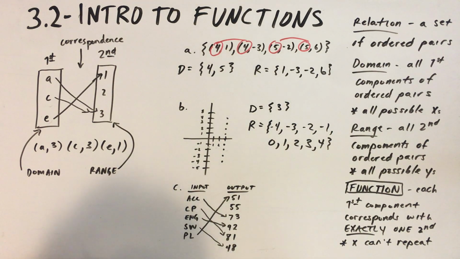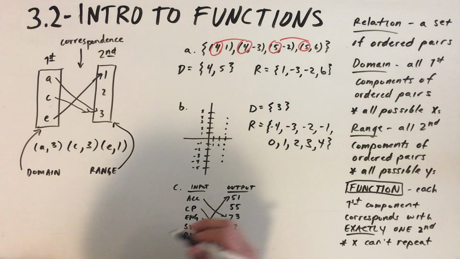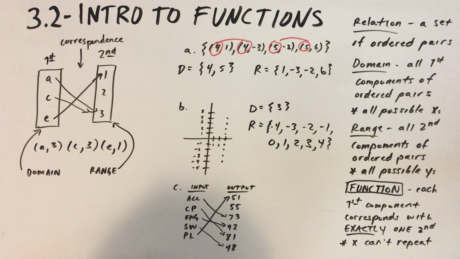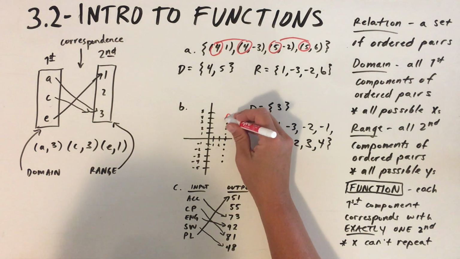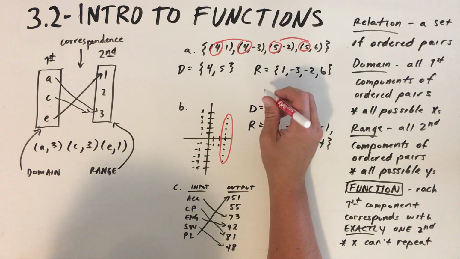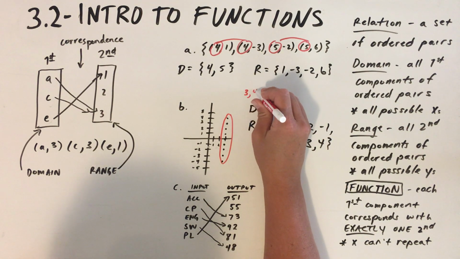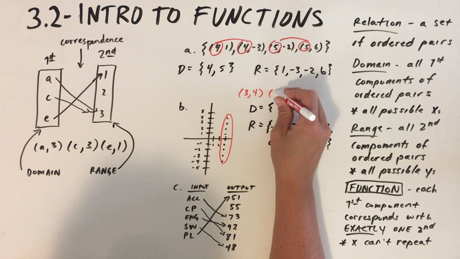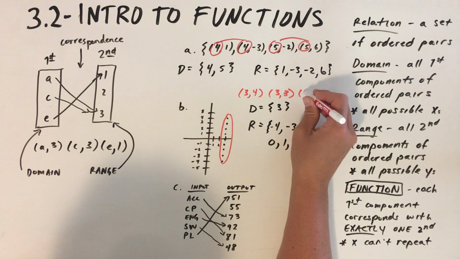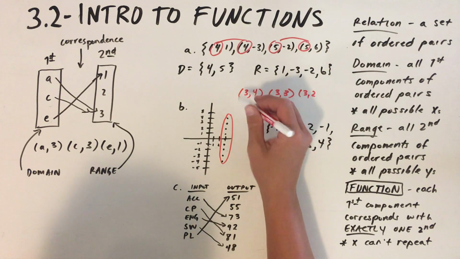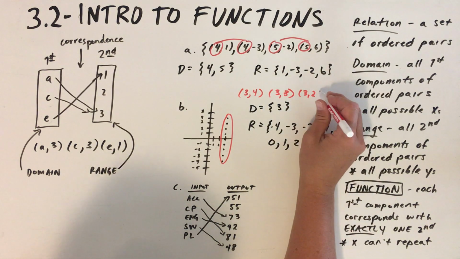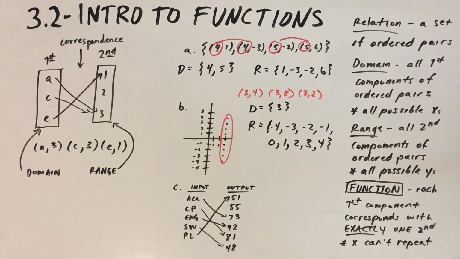And again, this would not be a function because you can see that the X repeats itself on all of these spots. So you would have the ordered pair (3, 4), and the ordered pair (3, 3), and the ordered pair (3, 2), and this X value repeats itself over and over again. So that would not be a function as well.